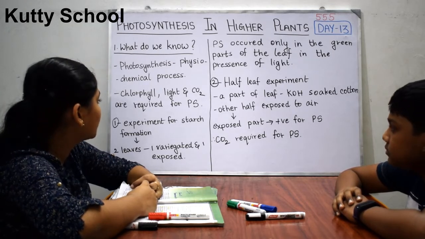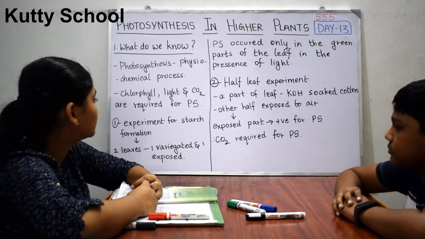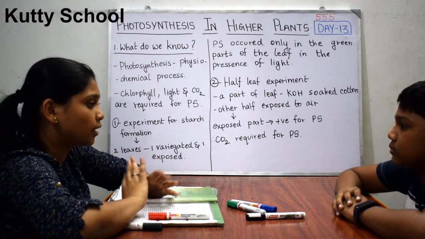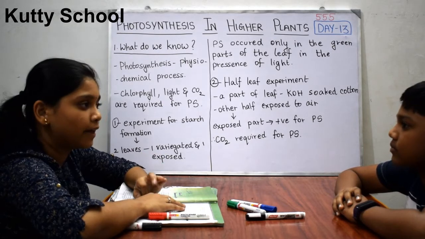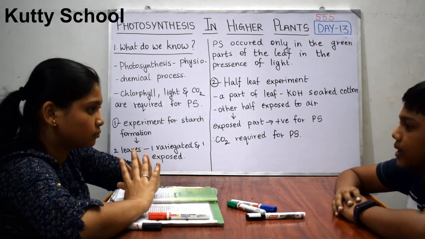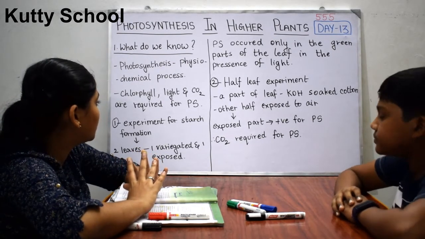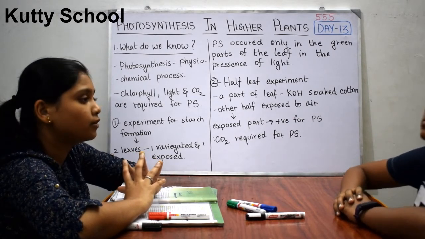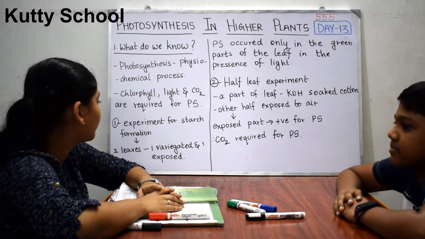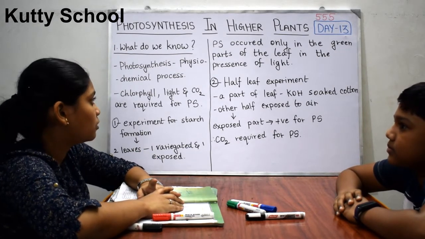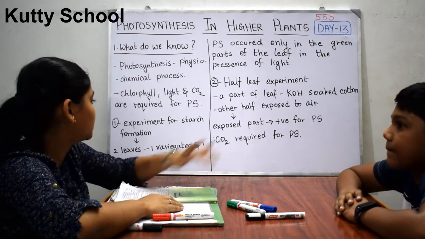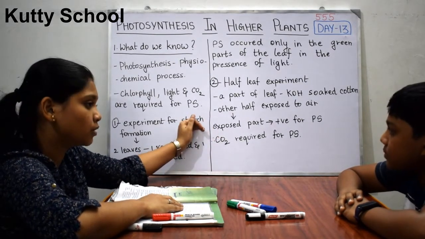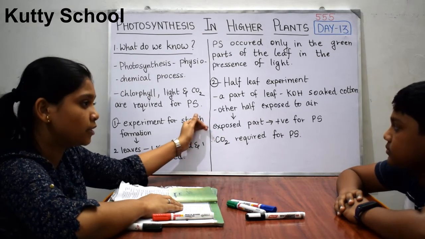In photosynthesis three main factors are required: chlorophyll, light and carbon dioxide. These three are very important for photosynthesis to occur. Here we are going to see the first experiment, the experiment for starch formation. Starch is nothing but sugar, sugar formation in plants, especially in the leaves.